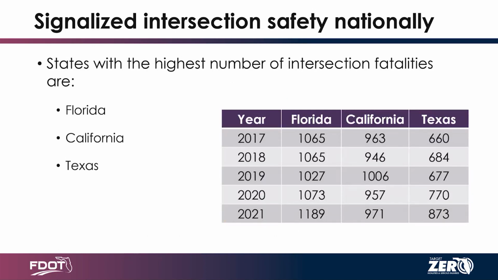Looking at some statewide comparisons, Florida is at the top of the number of intersection fatalities, and so it's incredibly important to think through intersection safety. There have been over 1,000 fatal crashes at intersections from 2017 through 2021, and California and Texas are up there too, though a little less. And that was just a nationwide overview.